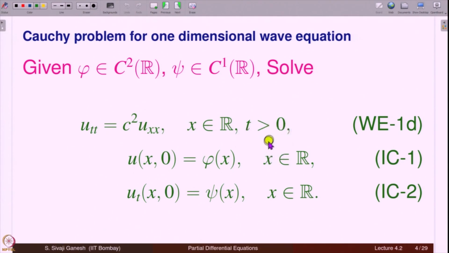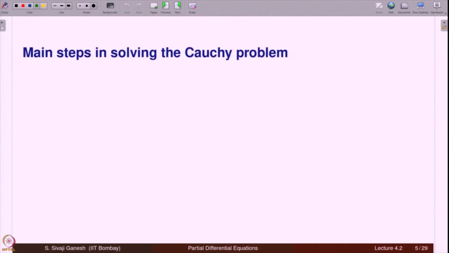We could also solve for t in R, which we will discuss perhaps in an exercise in a tutorial. So, u_tt equal to c squared u_xx, with x belonging to R, t belonging to (0, infinity). Then we have two conditions which are called initial conditions or Cauchy conditions, that is u(x,0) is phi(x), u_t(x,0) is psi(x). Phi and psi are given with this much smoothness. So, this is what is called a Cauchy problem for the one dimensional wave equation.